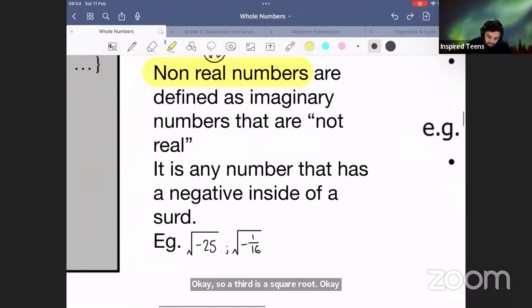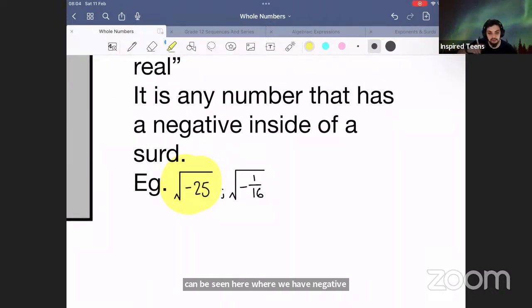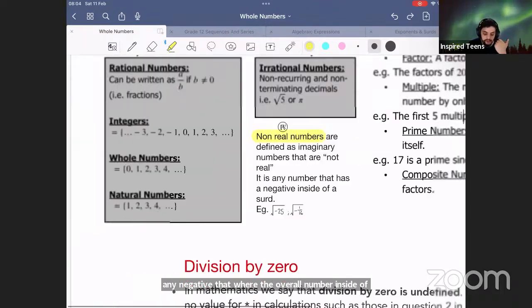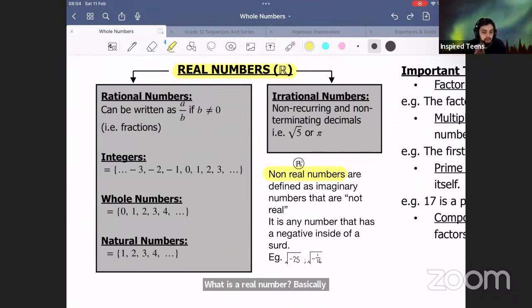An example can be seen here where we have negative 25 inside of our surd, negative 1/16 inside of our surd. So any case where the overall number inside of the surd is negative is going to create a non-real number. What is a real number? Basically everything else. So the simple way to understand it is: non-real number, negative inside of a surd; real number, everything else.